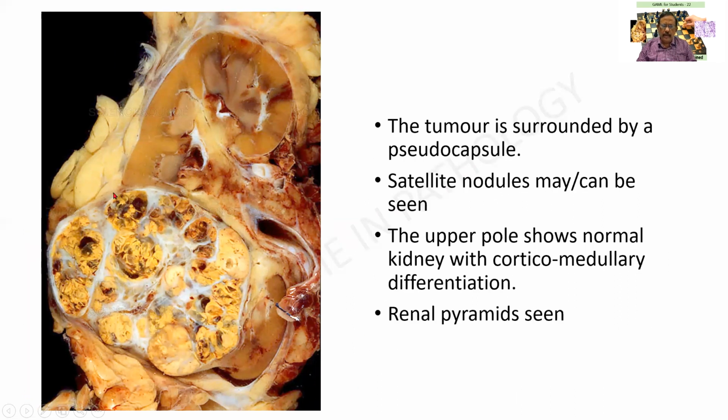And the tumor is surrounded by a pseudocapsule. It is a carcinoma, a malignant tumor, but still the surrounding fascia can be condensed. We call it a pseudocapsule. It is not a true capsule. Outside, there can be some nodules which are called satellite nodules. Satellite nodules are something that are around the planet. Similarly, you will be seeing the satellite nodules here. The upper pole shows normal kidney with corticomedullary differentiation, and the renal pyramids are seen.